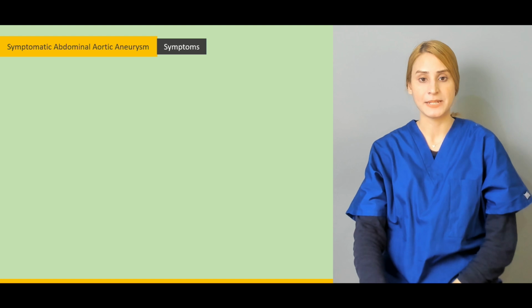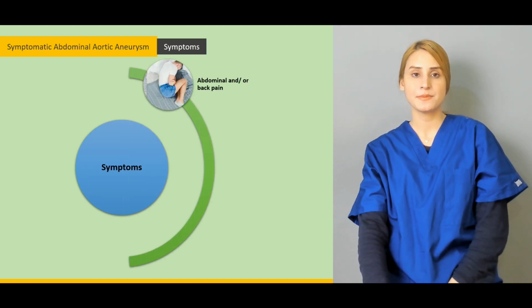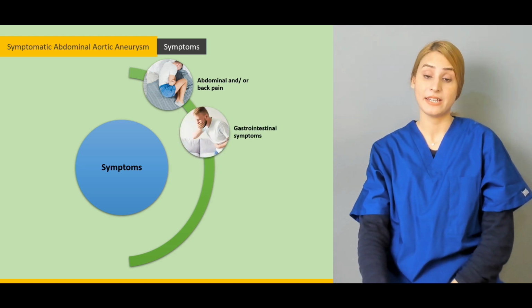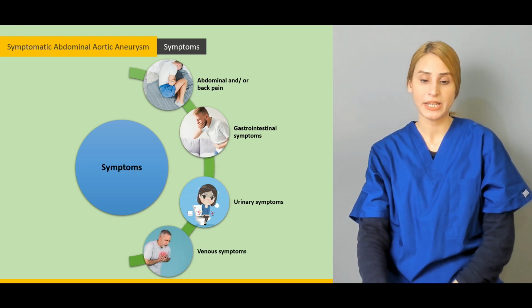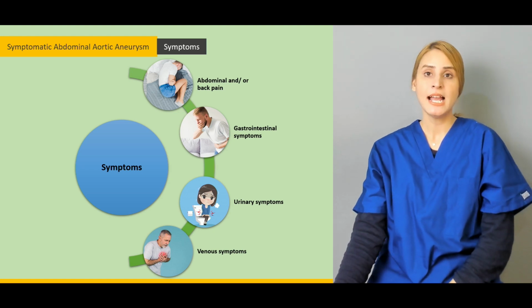like above 90. So, if we talk about the symptoms of the ruptured abdominal aortic aneurysm: abdominal pain or back pain, there can be GIT symptoms, there can be urinary complaints, there can be venous symptoms. Now, what do you mean by the GIT symptoms?